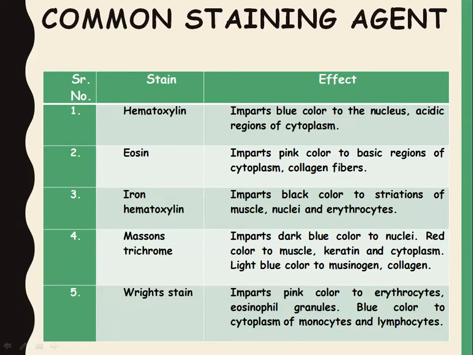Fourth one is Masson's trichrome, which imparts dark blue color to nuclei, red color to muscle, keratin and cytoplasm, and light blue color to mucinogen and collagen. Next, the fifth one is Leishman stain, which imparts pink color to erythrocytes and eosinophil granules, and blue color to the cytoplasm of monocytes and lymphocytes.